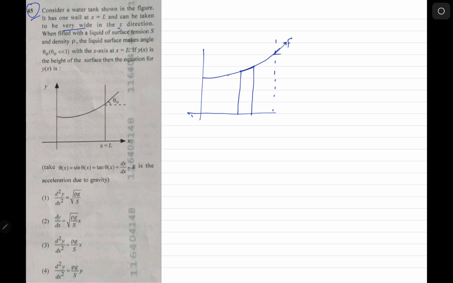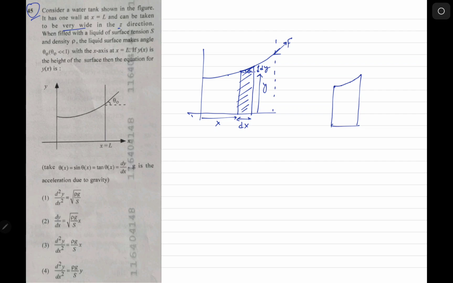Now if I draw this diagram, the element looks somewhat like this. First I need to define the position of the element. At h distance, this distance is dx. Similarly, this is y and this is dy, and it makes some angle here. Let's say this is theta. So you can see here that at different points on the surface, the force will be different, right?